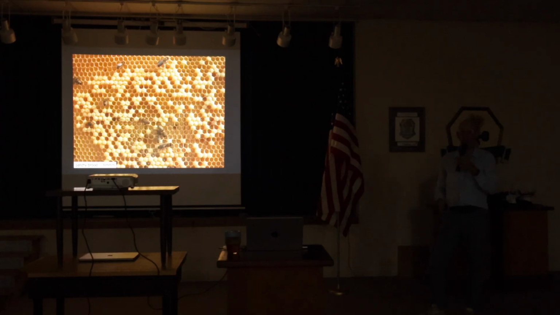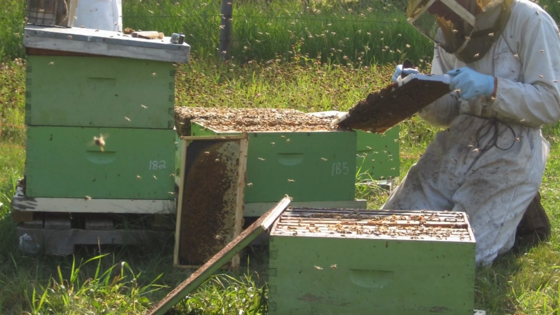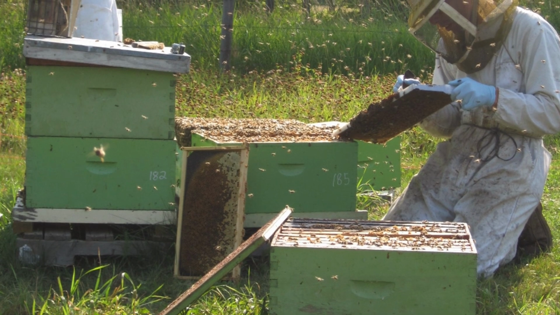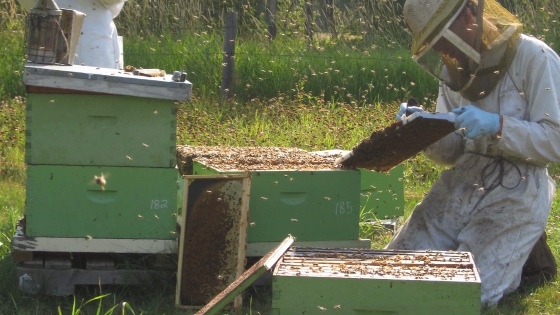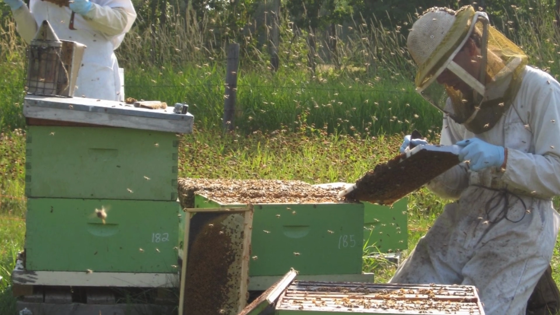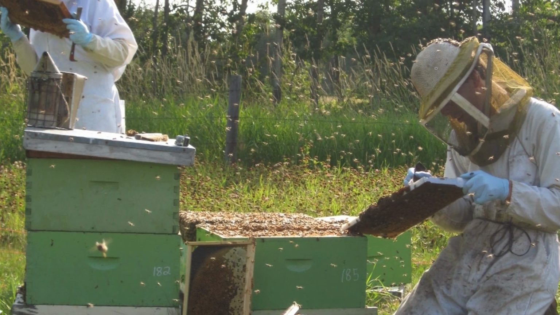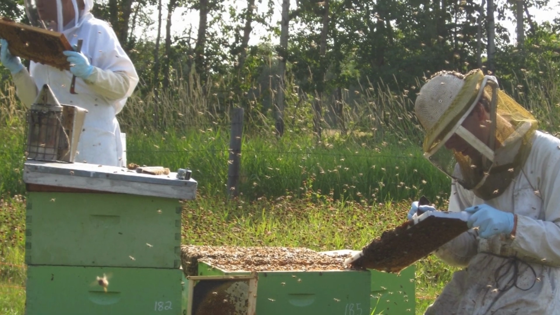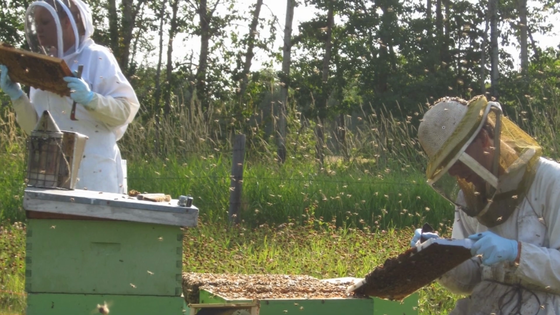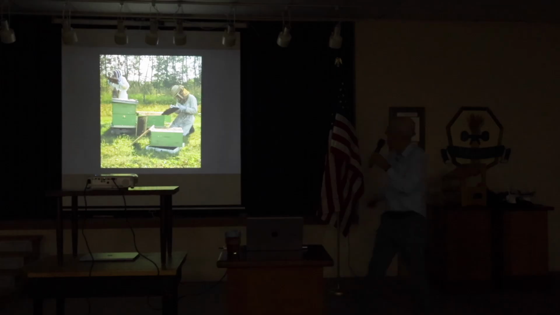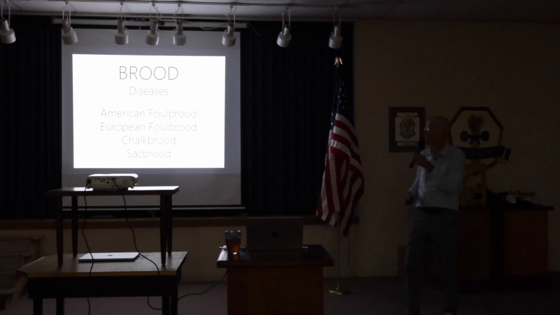So as you're looking through your brood nest, you see something like this, you're going to stop and start to look more closely. Now, here are two people looking for brood diseases. So you pause, and now you're going to go through all of the brood frames looking for problems. And so the brood diseases that you are concerned about are foul brood, chalk brood, and sac brood.